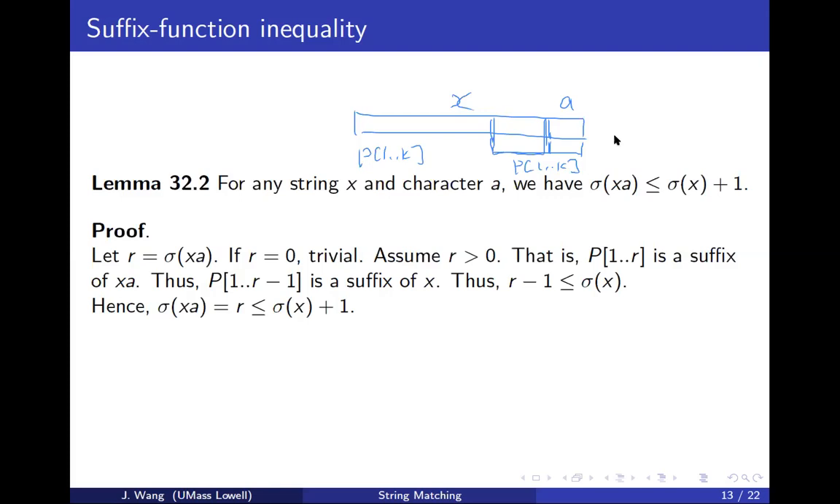So that means that, of course, for sigma x itself without a, maybe p1 k plus 1 could also be a suffix, but with an a, this is no longer true. So that means that this is true. Okay, so sigma(xa) is bounded above by sigma(x) plus 1. So it could be just this. This we know is absolutely true, but it could be longer, right? So this then is true. Looking at a picture is always easier to find out why it is true.